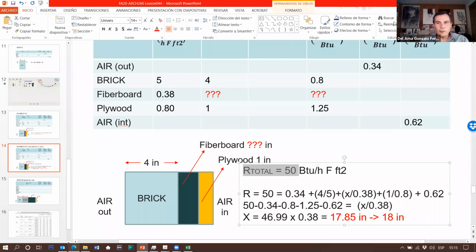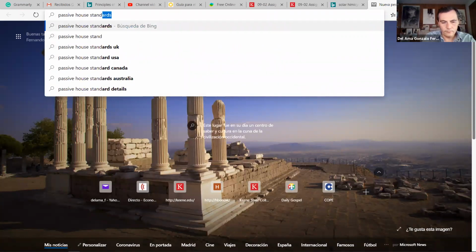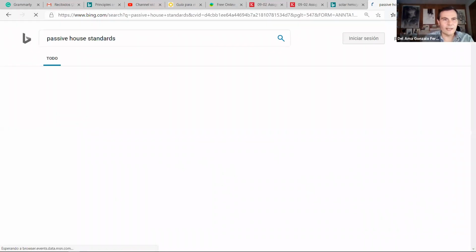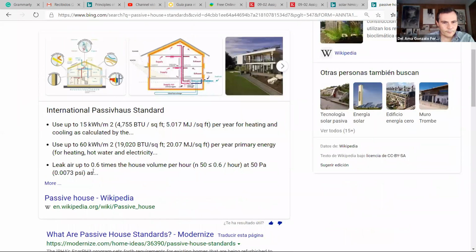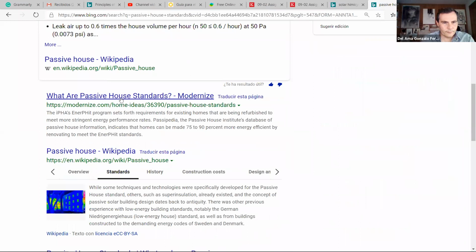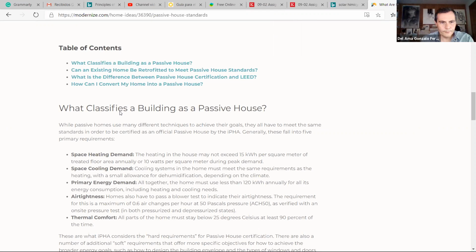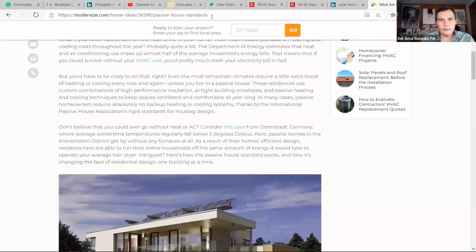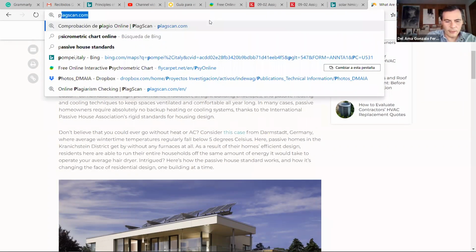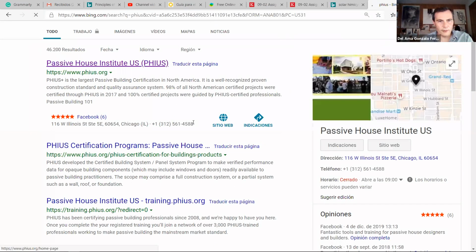It comes from what we call the passive house standards. Okay, so the passive house standards, there are other things too. Let's go to the Passive House Institute of the US. There you go.